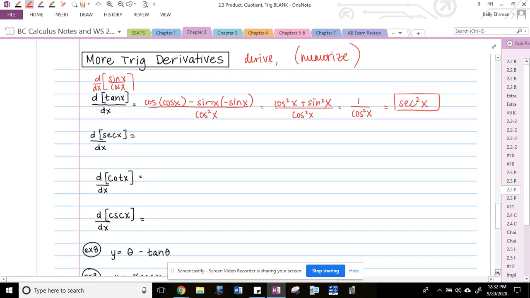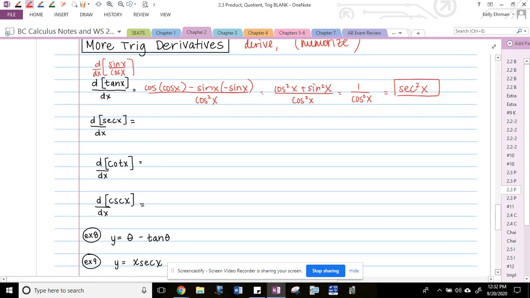I kind of remember that one because we have a trig identity that says tangent squared plus 1 is secant squared. So I kind of remember that those go together. All right, let's do derivative of secant. Is it just going to be tangent squared? We can check on that.